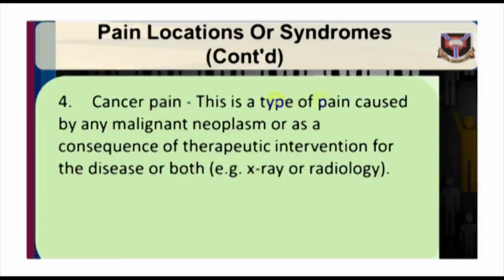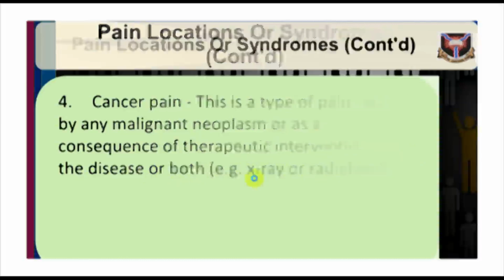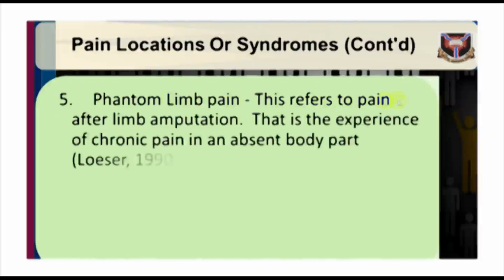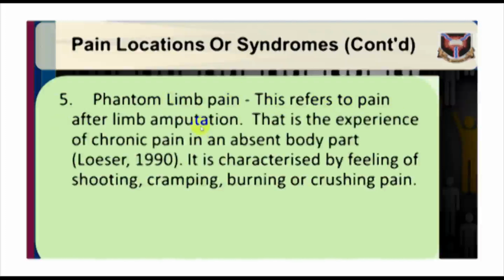bone, and tendon. These affect the joints, producing direct pain and changes in joint structure and movement. 4. Cancer pain. This is a type of pain caused by any malignant neoplasm or as a consequence of therapeutic intervention for the disease or both. Example, X-ray or radiology. 5. Phantom limb pain. This refers to pain after limb amputation. That is, the experience of chronic pain in the absence of body parts. Loeser, 1990. It is characterized by feeling of shooting, cramping, burning, or crushing pain.